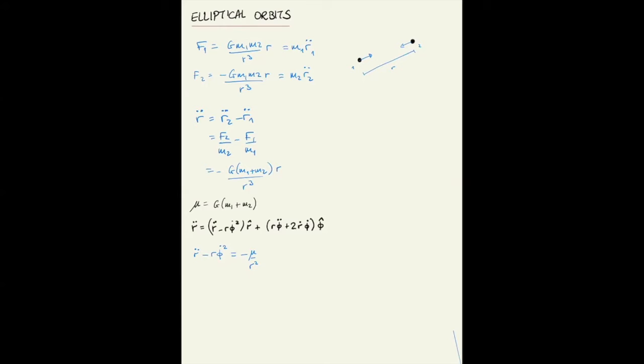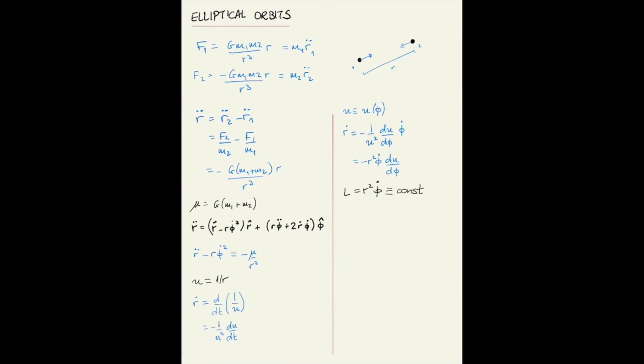We define the variable u equal to 1 over r, and the time derivative of r is then the time derivative of 1 over u, which is minus u squared u dot. Now, if on top of that you consider that u is a function of phi, then du dt is du d phi times phi dot. And because u is 1 over r, this is minus r squared phi dot du d phi. Now we make use of the fact that r squared phi dot is the angular momentum, and it's a conserved quantity, it's a constant. So this is r dot equal to the angular momentum times negative du d phi.